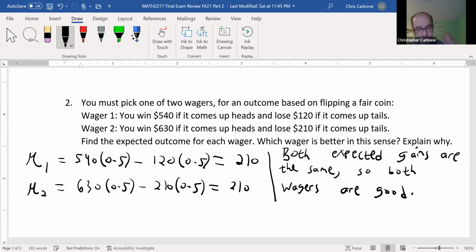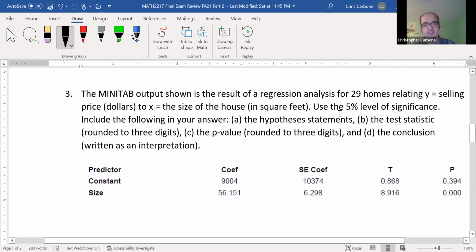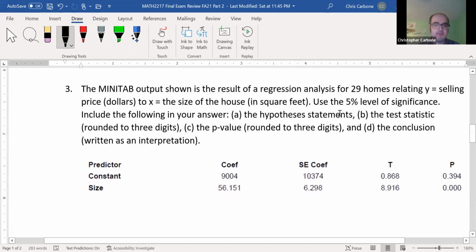Right? Both of them made that $210, so we're good with that. Moving along. I have question number 3 here, at the menu tab output.